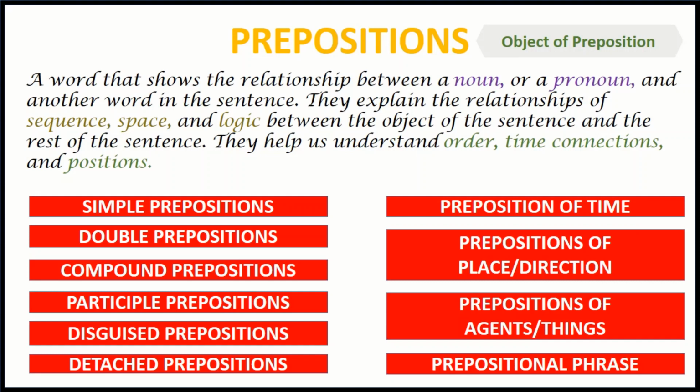So basically, it is all about a noun or pronoun and another word in a sentence, and the connection between the noun or pronoun and the rest of the sentence, including the object of the sentence, in order to frame a logic of order, time connection, and position. That's what a preposition tells us.